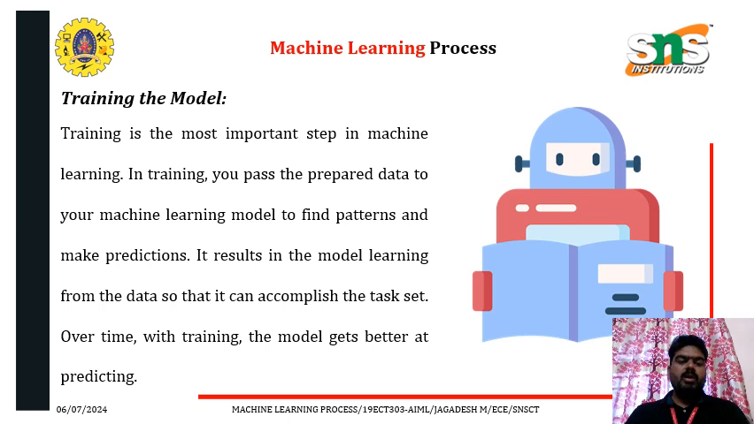Then training the model. Training is the most important step in machine learning. In training, you pass the prepared data to your machine learning model to find patterns and make predictions. It results in the model learning from the data, so it can help accomplish the task set. Over time, with training, the model gets better at predicting. So this is training the model.